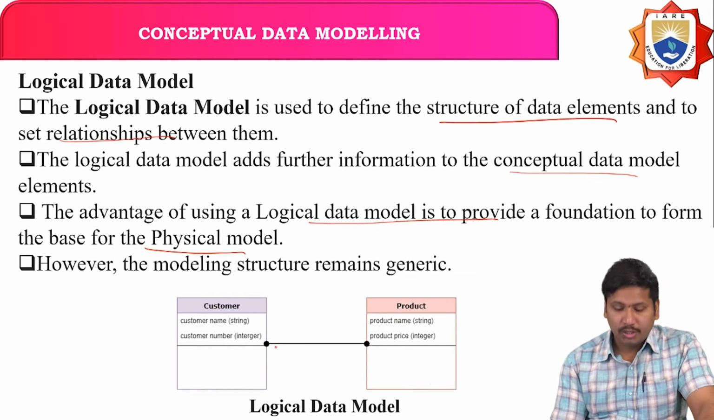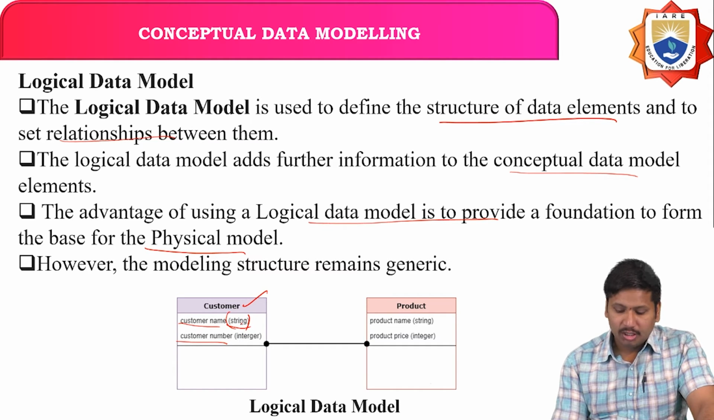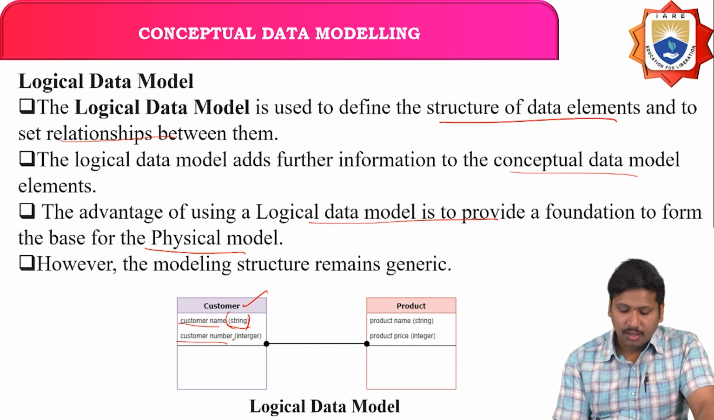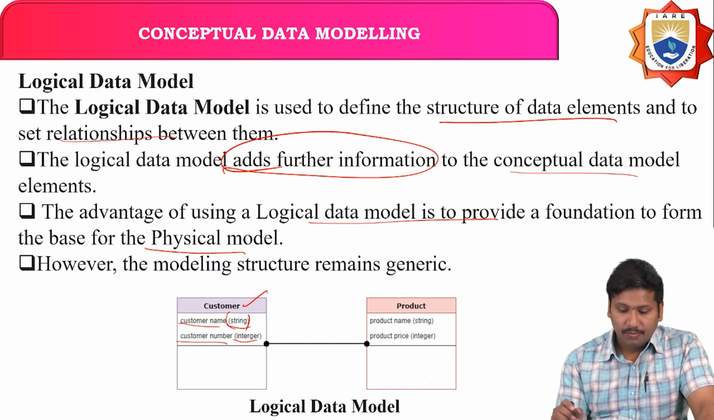Suppose I consider this customer entity. Previously I defined its attributes. Now what type of attribute it is, whether it is a string or character, or it may be an integer or float, that I am going to specify in the logical data model. In the conceptual data model, I'm not specifying these things. So detailed information is specified here, and that is the important thing about the logical data model.